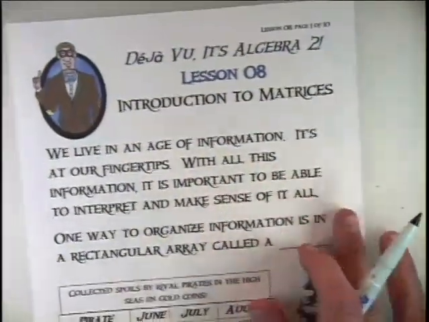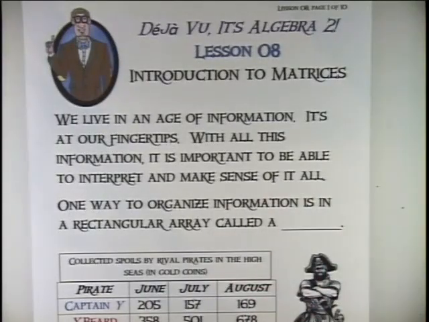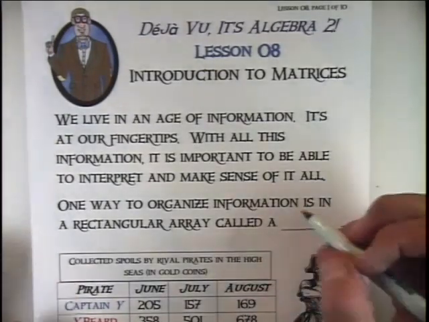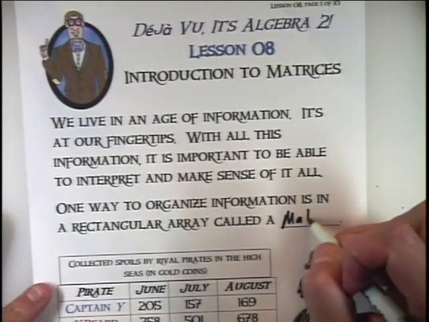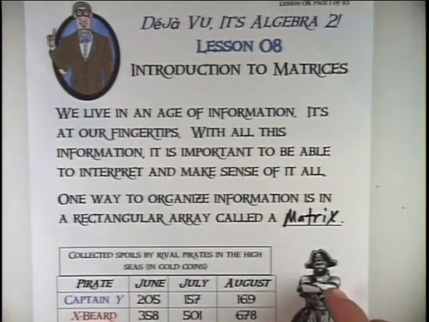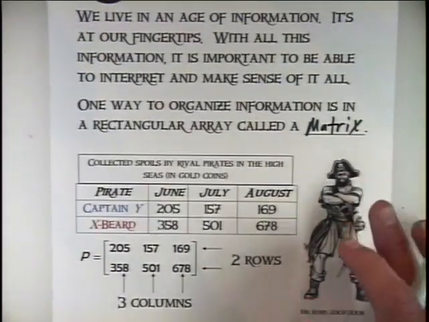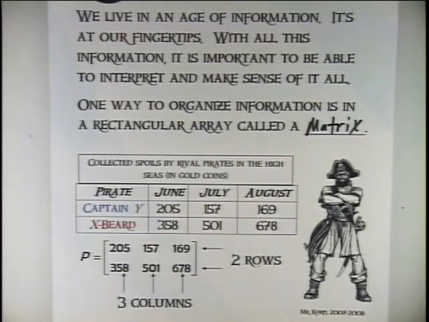Yeah, as he was mentioning, we do have a lot of information, and one mathematical way to make sense of it all is in something called a matrix. Not the movie, the mathematical matrix, which is just a simplified way to organize information. It's a rectangular array. An array is just short for arrangement.